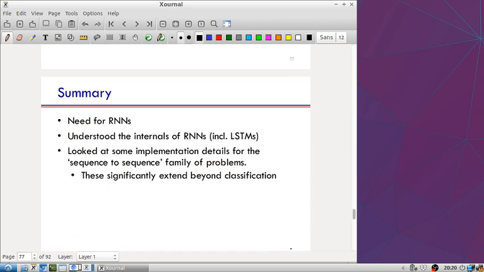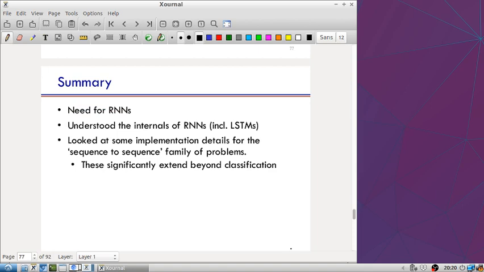Okay, to summarize, there is a need for RNNs. Sometimes Markov models are good enough, like the character level Markov model we saw last lecture. But sometimes you need RNNs because you want to have context information. We understood the internals of RNNs and LSTMs, and we looked at a little bit more detail for some of the applications.